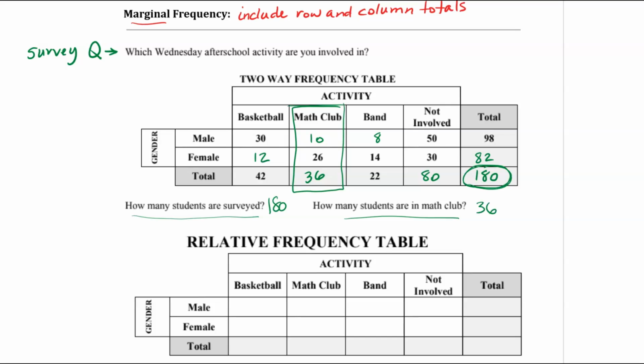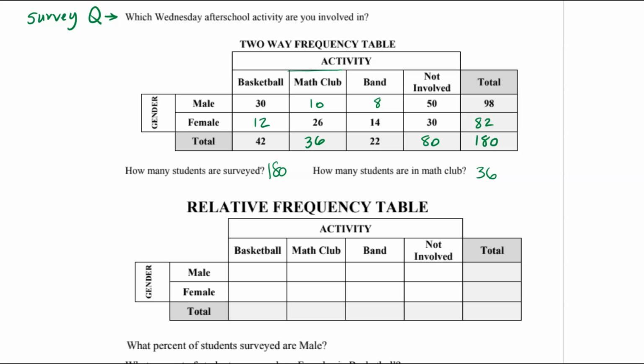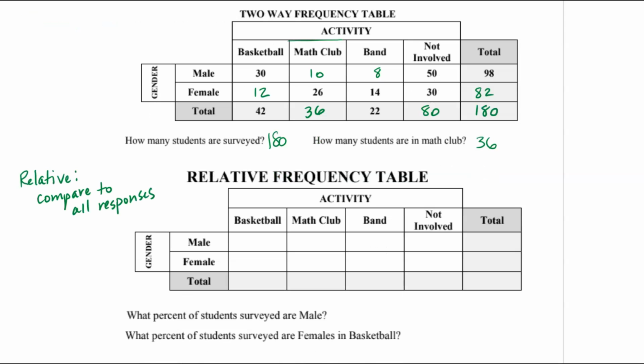Let's use the information from our two-way frequency table to build a relative frequency table. A relative frequency table just means that we're comparing the responses in our two-way table to all the responses that we got. When we compare in each category, we can use a fraction or we can use a decimal. We need the fraction to find the decimal, so let's start with that. We know that there are 30 male basketball who responded to the survey. And so if we compare that 30 to the total of 180, then that gives us a fraction.